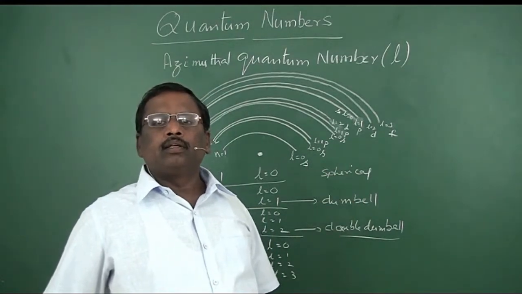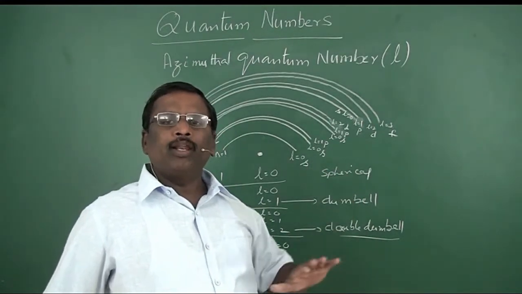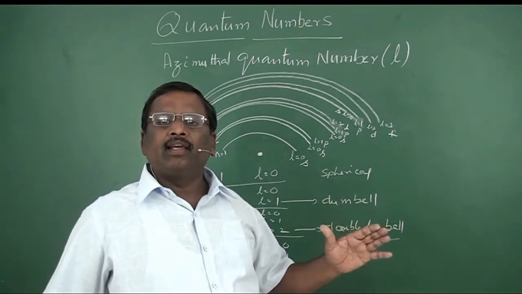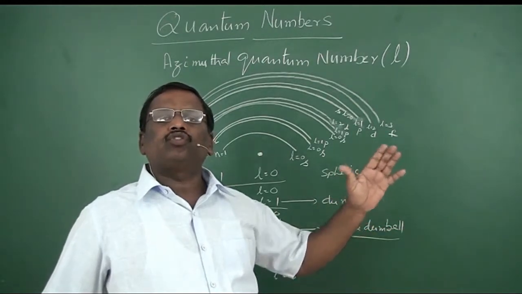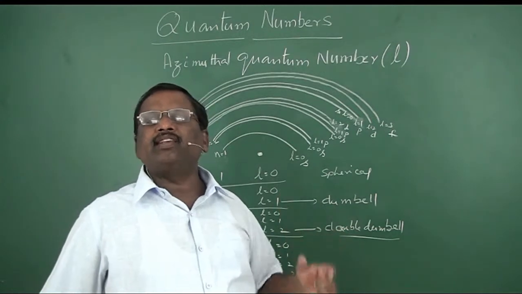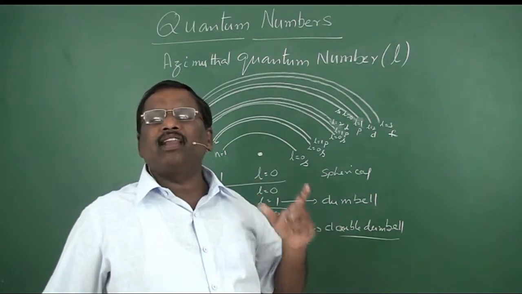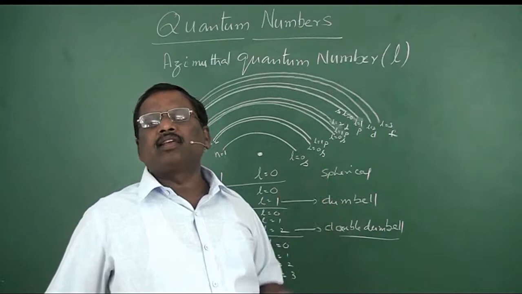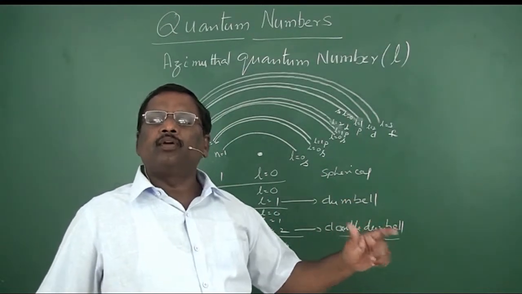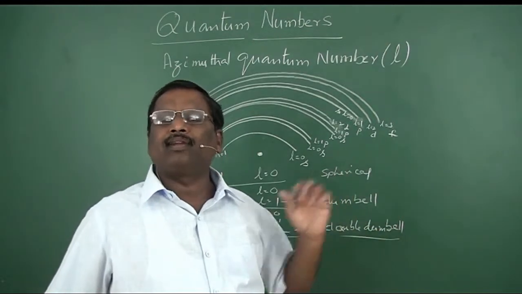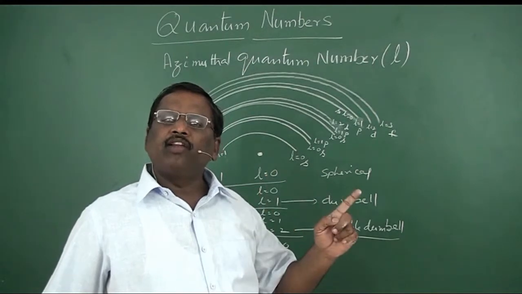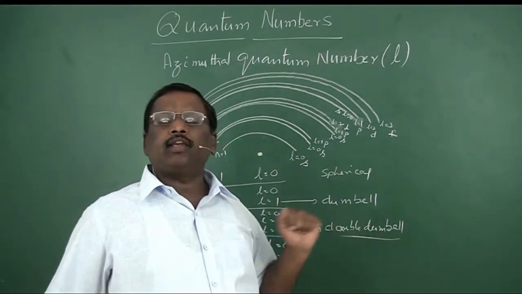That means Bohr mentioned only main energy levels and designated its values as n is equal to 1, 2, 3, 4, and so on. But Sommerfeld proposed that in each main energy level, there are some sub-energy levels. Those sub-energy levels are designated as small l, and their values are from 0 to n minus 1. In the first energy level, you will have only one sub-energy level. Its l value is 0. It is spherical in shape.